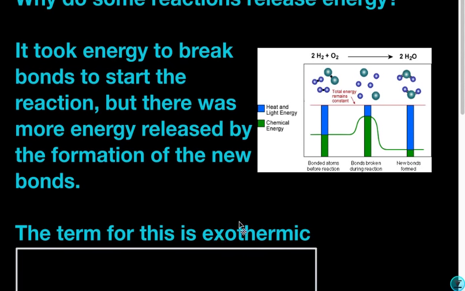If we break this term down here, exo is like outside. Thermic, that's our root word for temperature and for heat, right? Thermometers measure temperature, measure heat. Exotherm, so giving off heat on the outside. Exothermic gives off heat.